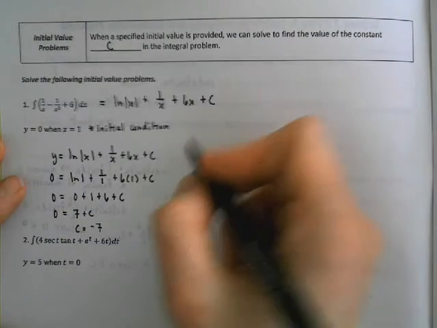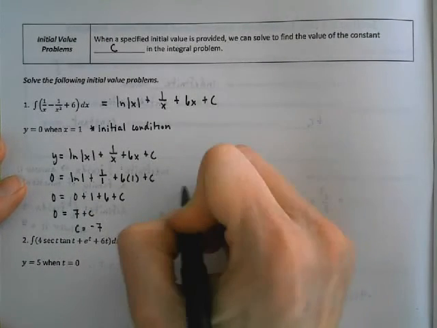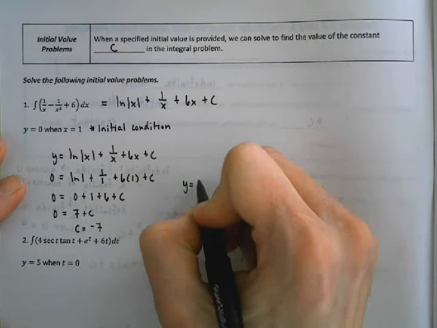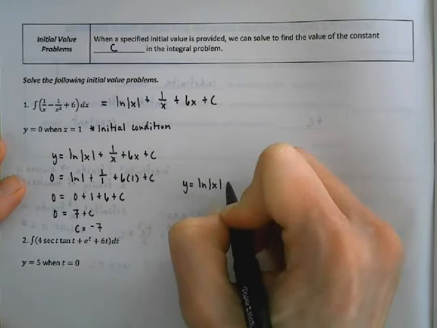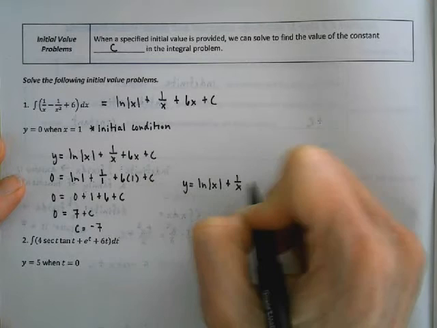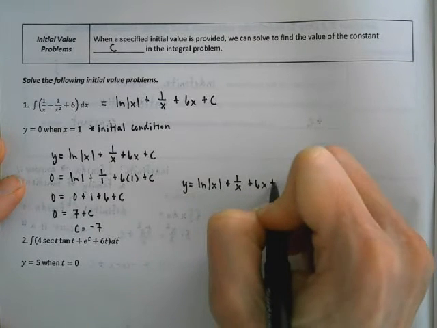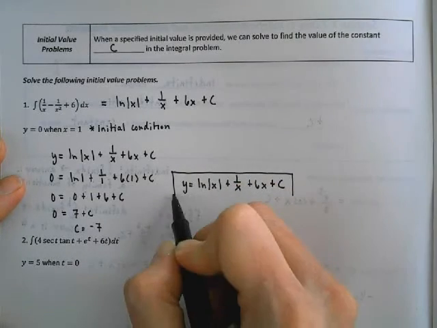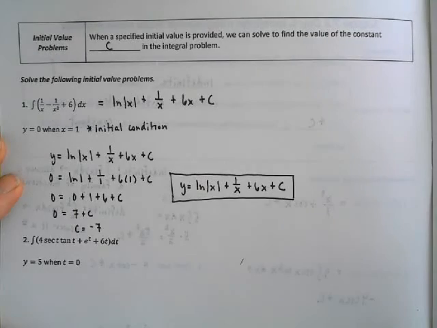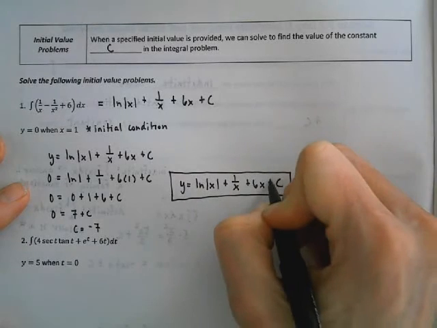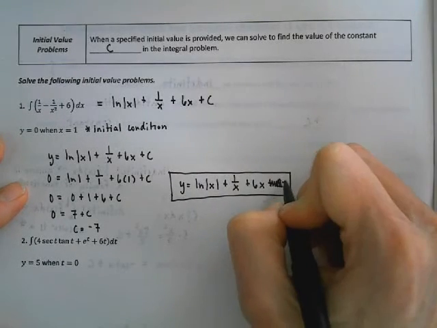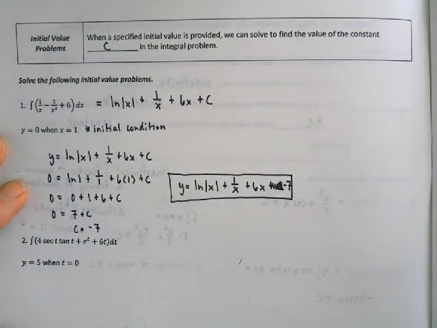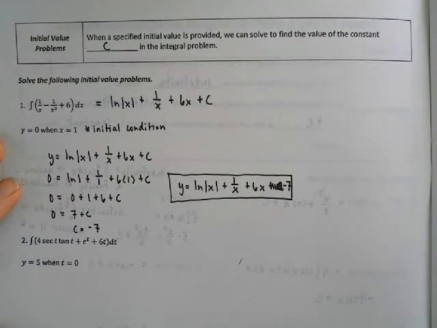So now for my final answer, I can plug c into my solution, and I have natural log of the absolute value of x plus 1 over x plus 6x plus c. And that's my answer to the initial value problem. Oops, sorry guys, not plus c. The plus c we said was minus 7. Sorry about that.